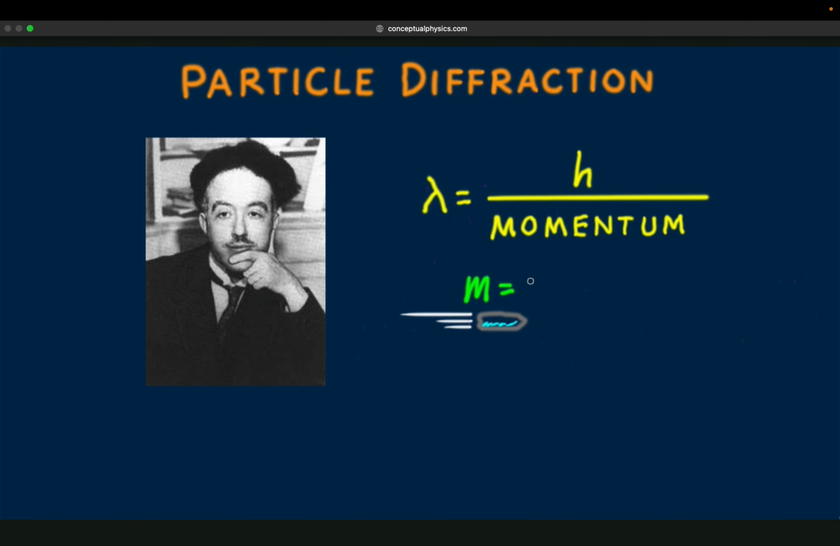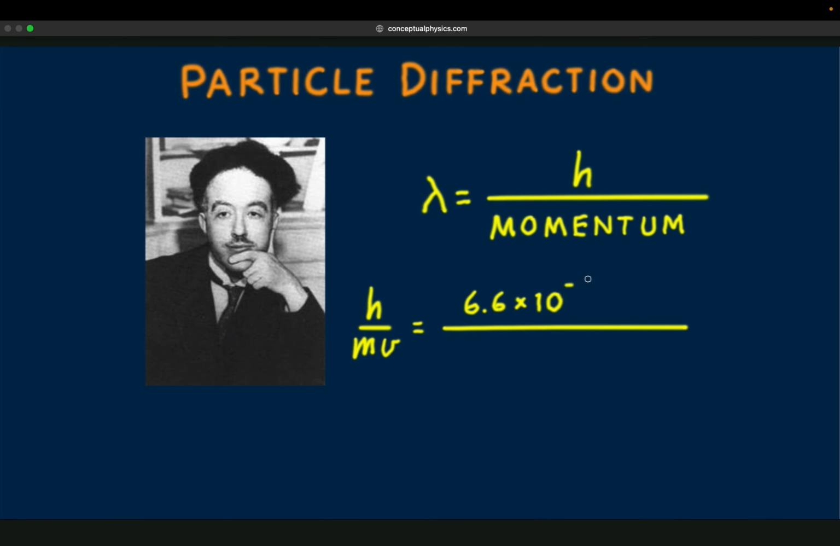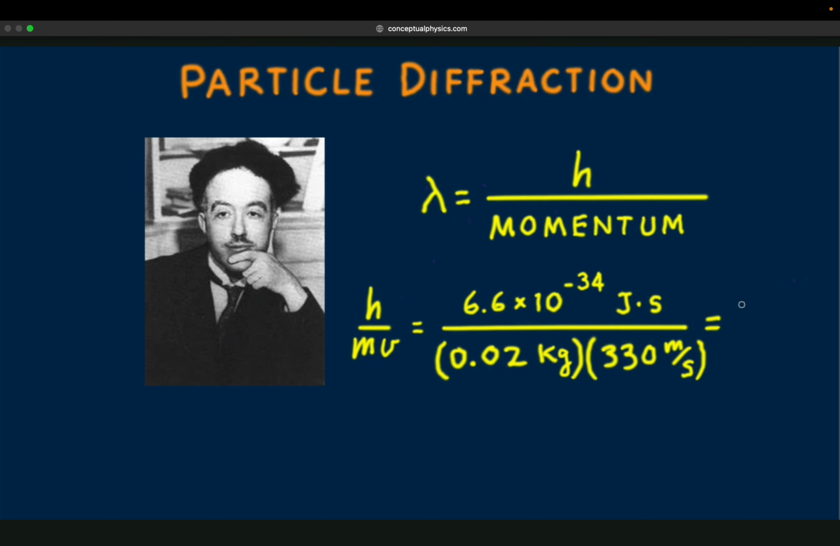Let's calculate the wavelength of a bullet of mass 0.02 kilograms traveling at 330 meters per second. We get, plugging in the appropriate values, about 10⁻³⁴ meter. I'll leave it to you to show that the units indeed convert to meters. We see that 10 to the minus 34th meters is an incredibly small size, a millionth the size of a hydrogen atom.